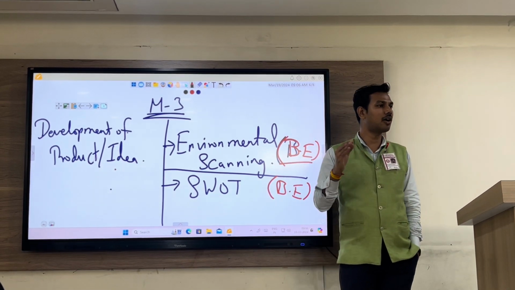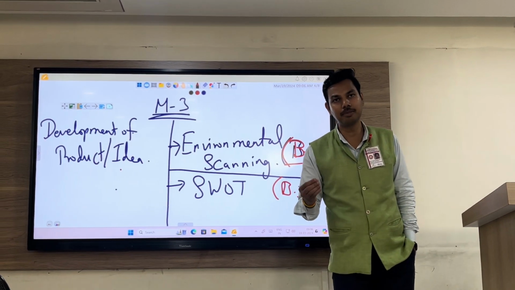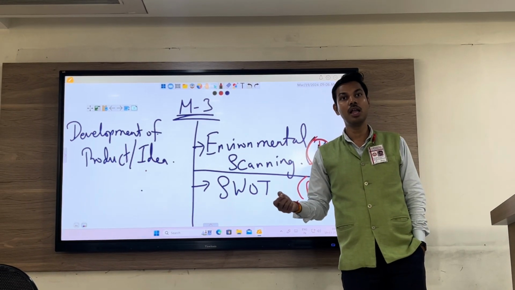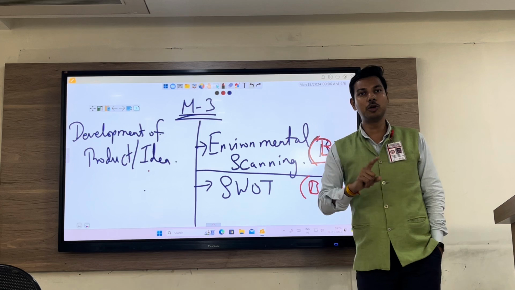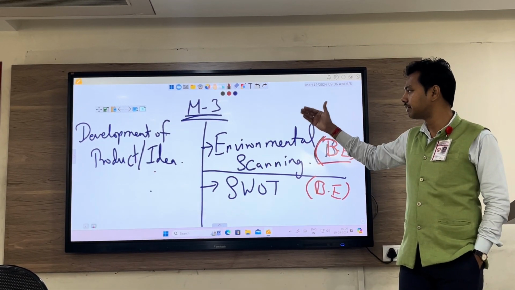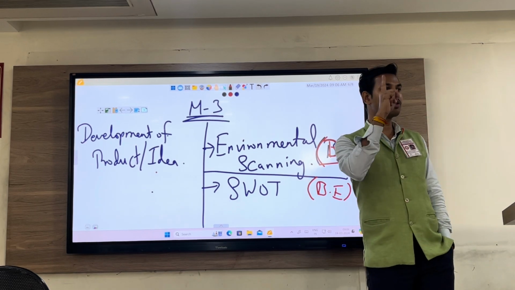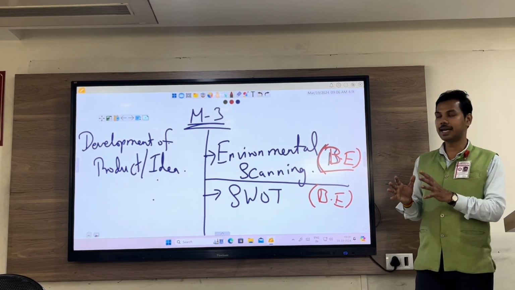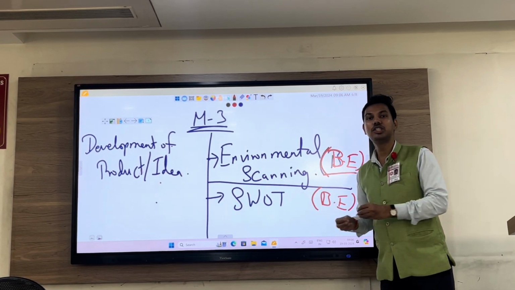Development of product or idea or services is nothing but creating your imagination into reality. There are several steps, but we would be focusing on the first 8 steps in order to develop a product and idea. Let us focus on the first step. Idea generation. The first step before we develop an idea is to generate an idea.